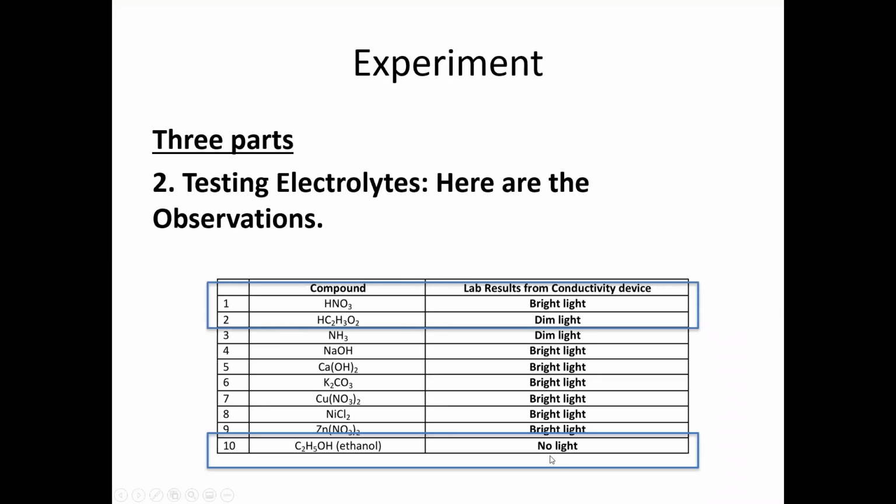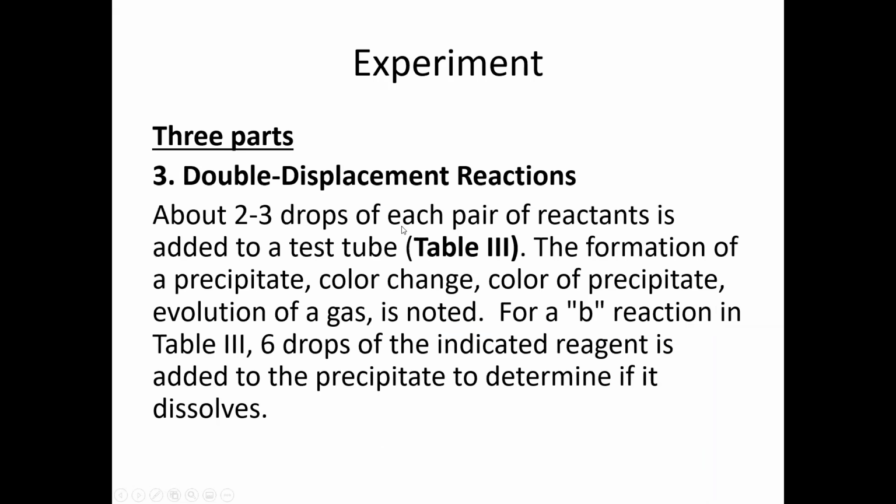Okay, you'll be provided with this table too. Based on the observations, you need to figure out if the compound is a strong electrolyte, weak electrolyte, or non-electrolyte. The third part is to run a few double displacement reactions. In this part, there are two steps. The first step is to mix two compounds together, that's step A. And the second step, another reagent is added to the same test tube after reaction A.